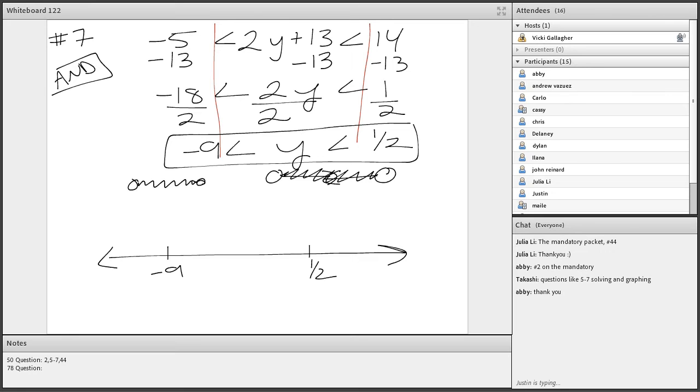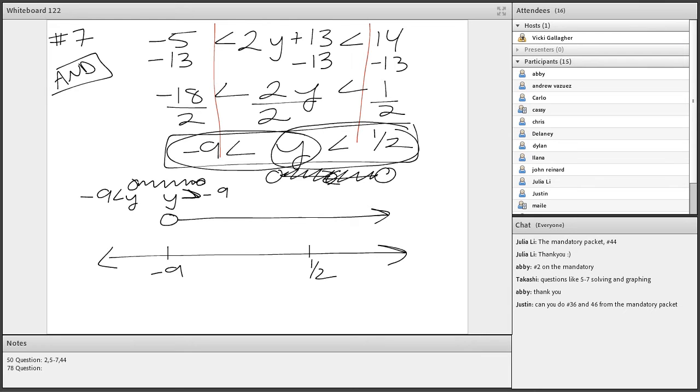All right, so here I have -9 is less than y, but we don't want to graph it that way. We do want to flip it around, so we're going to do y is greater than -9. And so if I start on the -9 and now my inequality is pointing to the right, then that would shade this way. And then on this side, y is less than 1/2. So if I start on the 1/2 and then it's shading to the left, and in this problem, what happened was exactly what I wanted to happen.